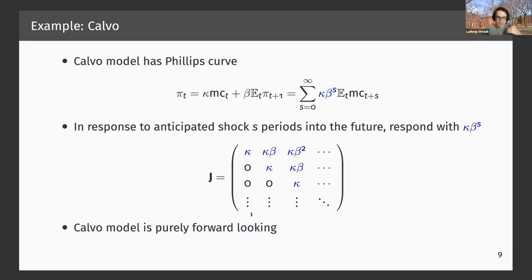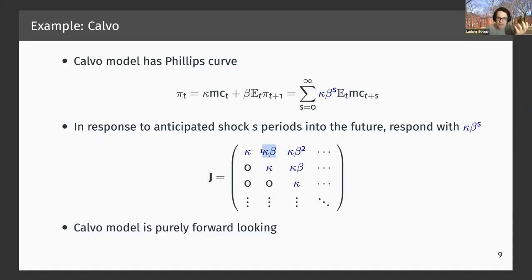So you get zeros below this kappa here. Now let's go to the next column. Here, there's a shock, right? This column is the impulse response of inflation to a shock tomorrow to marginal cost, but at no other time, just tomorrow. So then what happens to inflation?